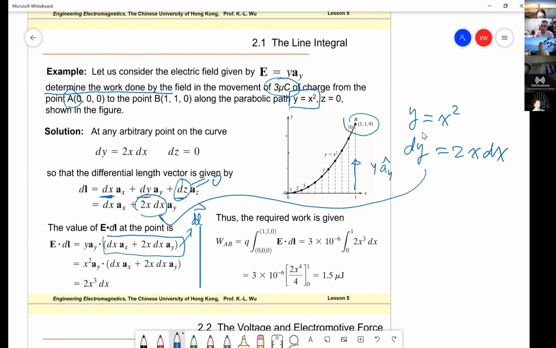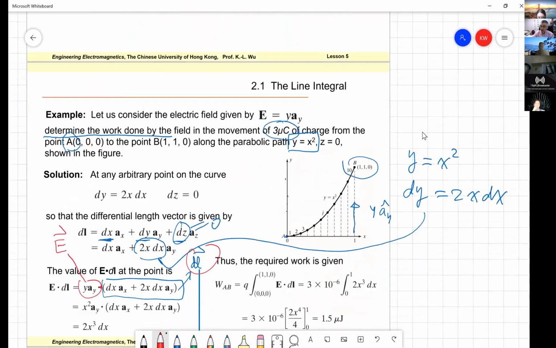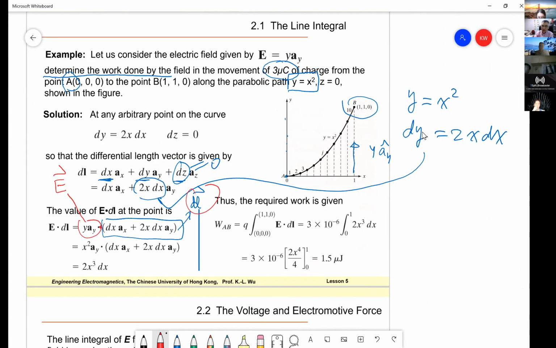Then this is the E field, this is the dl, and this is the dot product. We follow exactly the equation we just found to find the work done. At the end, the integrand we can express by this. Then in the integration, we substitute this integrand. The integration is only carried over the x variable, from 0 to 1. So this is very straightforward.